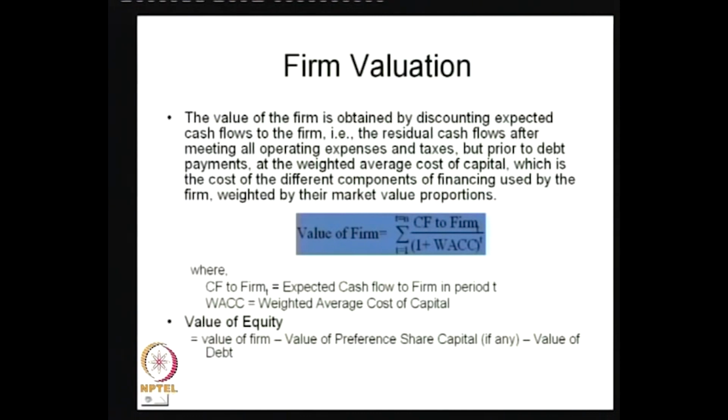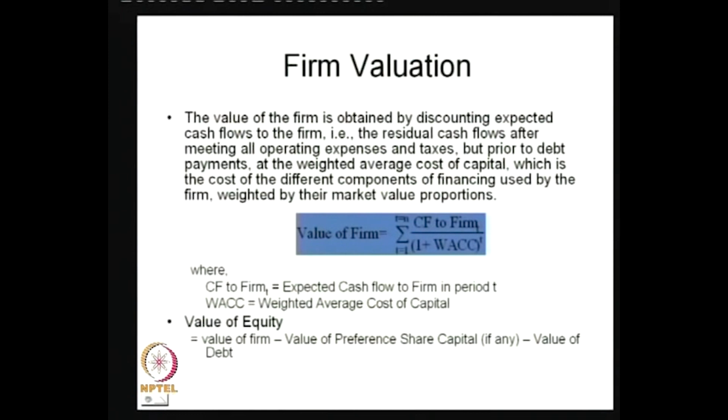So what happens in the firm valuation? In this case, the value of the firm is found by discounting the expected cash flow for the firm, and that is the residual cash flow after meeting all operating expenses and taxes, but prior to debt payments. Debt payment is not taken care of here, because whatever cash flow is found for the firm should take care of the debt payment.